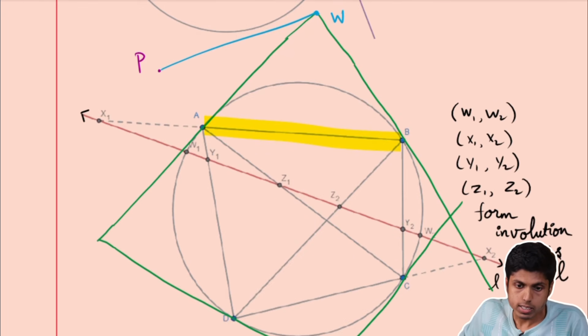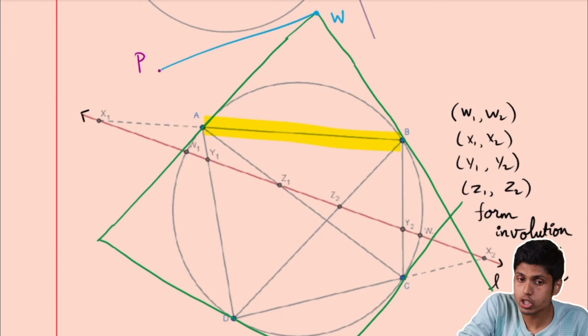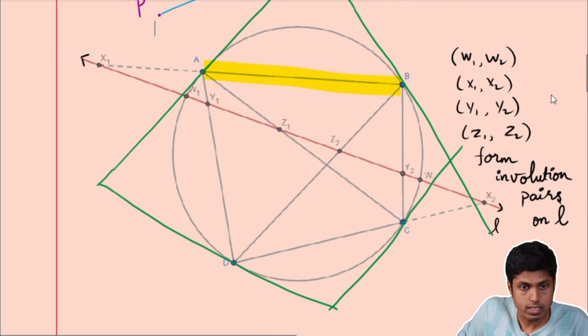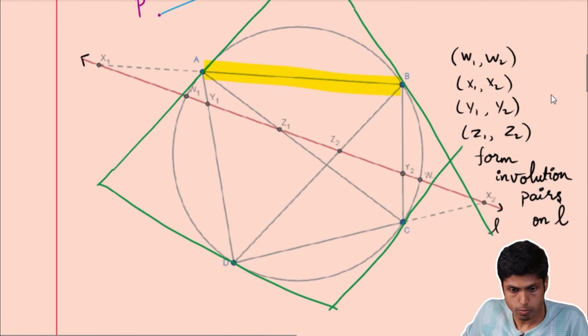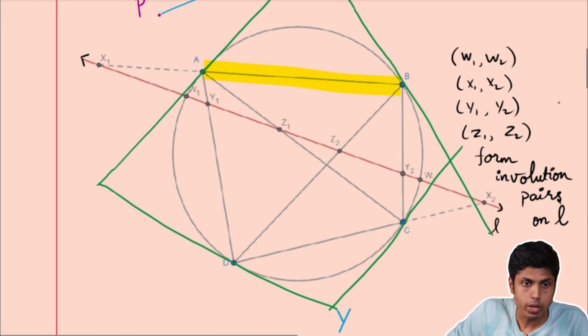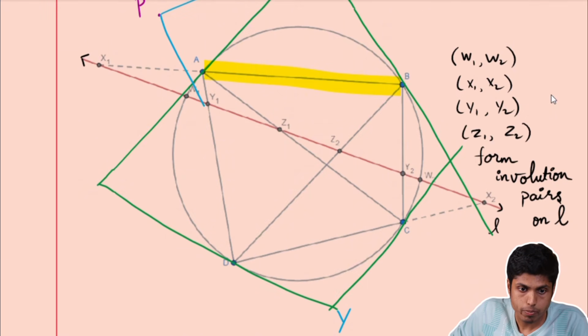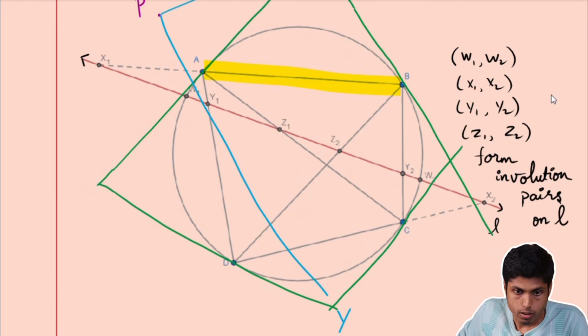Next, CD. We have to think of x2, and x2 lies on CD as well as line L, which means the polar of x2 passes through P as well as the intersection of tangents at C and D. Let's call that Y. Then PY denotes the polar of x2.